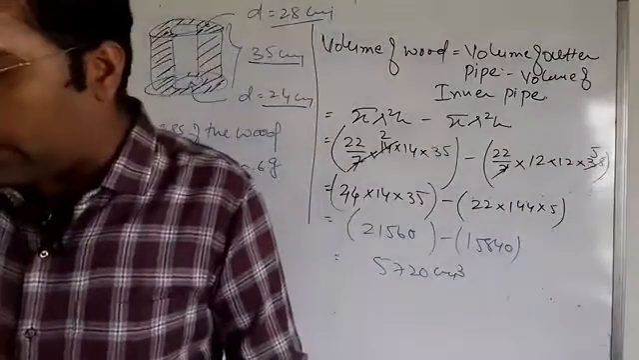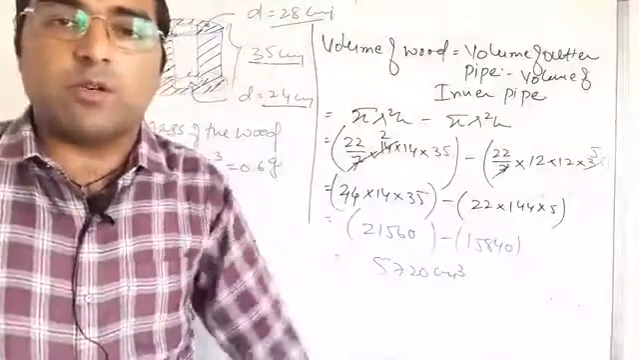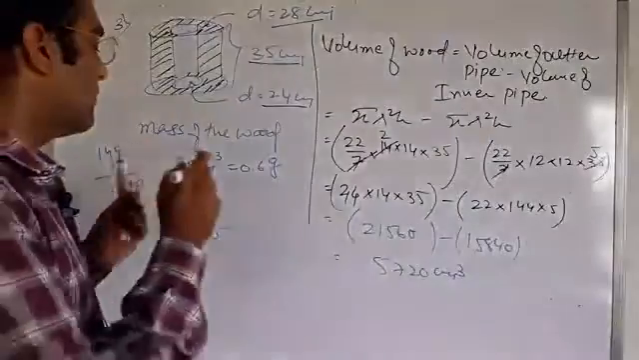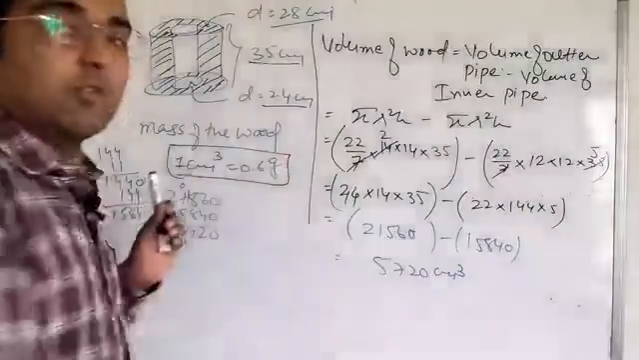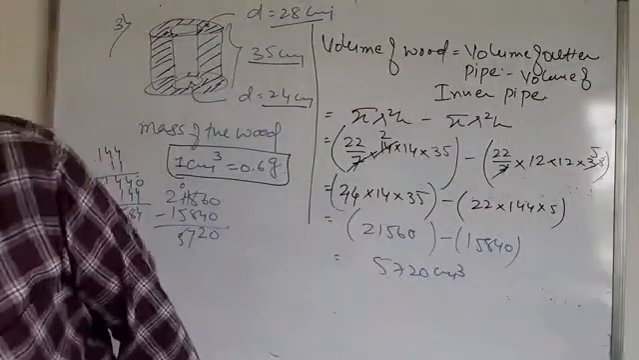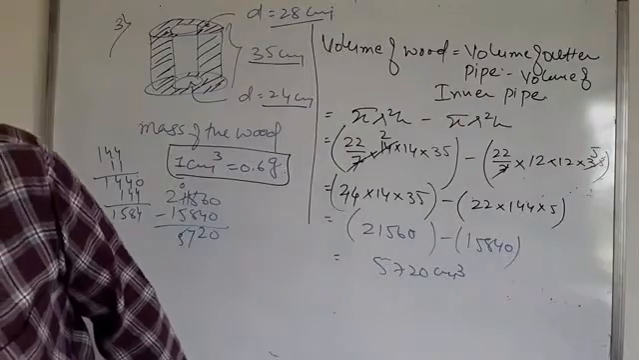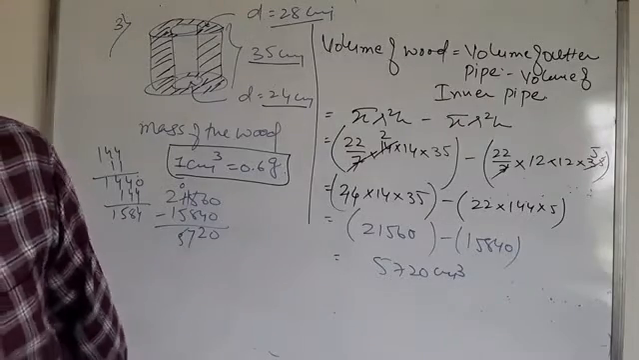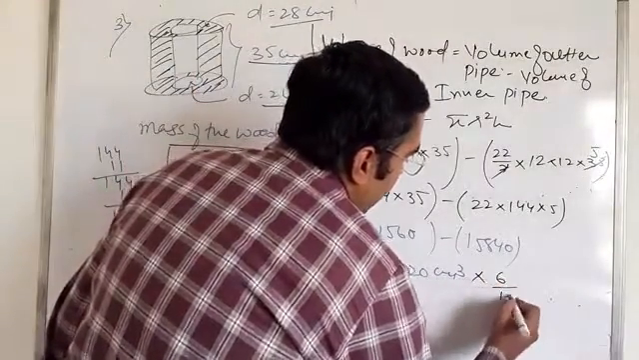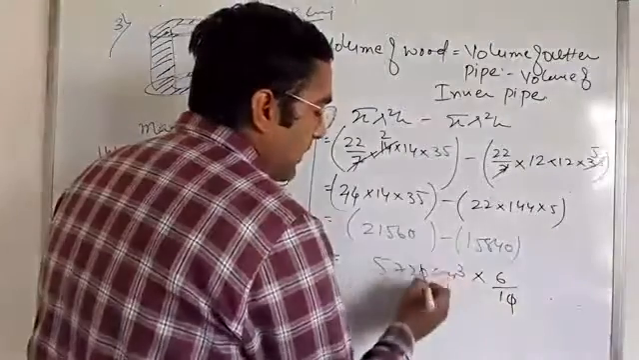Now we are required to find the answer in grams. 1 centimeter cube is given, that is 1 centimeter cube is equal to 0.6 gram. Now I have to multiply 0.6 with this answer. 0.6 is 6 by 10, and the zeros cancel out.